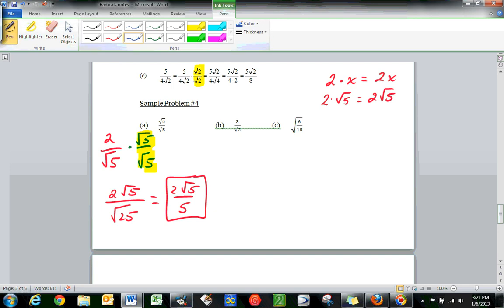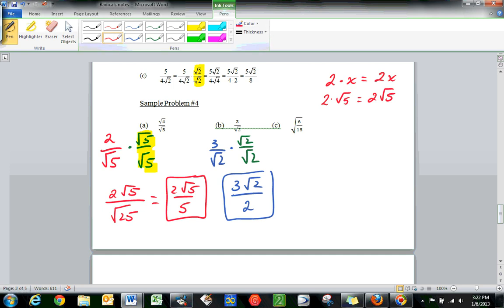Part B, 3 times square root of 2, so we would need to multiply this by the square root of 2 over square root of 2. So we've rationalized the denominator there. So that gives us 3 square roots of 2. And square root of 2 times square root of 2 is simply square root of 4, which is going to be 2. So whatever the two radicals are, it's going to eliminate the radical and just give us the whole number underneath there.